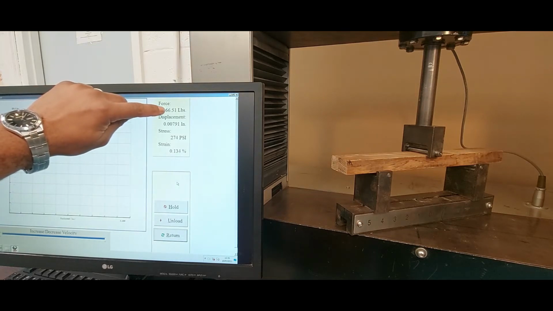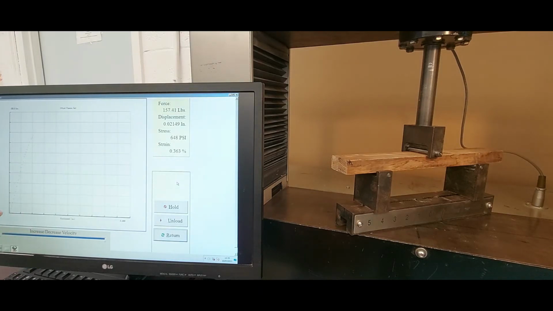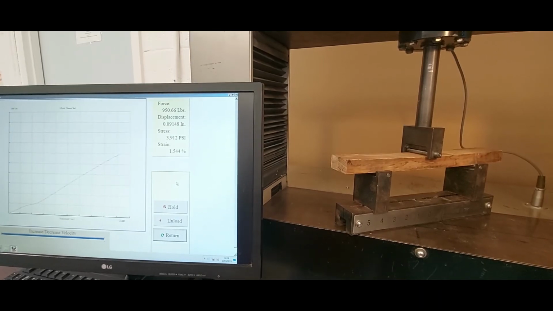So you can observe load and displacement, stress and strain. If you look closely, you'll see the graph. So you'll observe the load gradually increasing. Likewise, displacement. So as the load increases, our displacement is increasing, and we're getting a nice graph forming here. You will observe a slight sag in the specimen now.